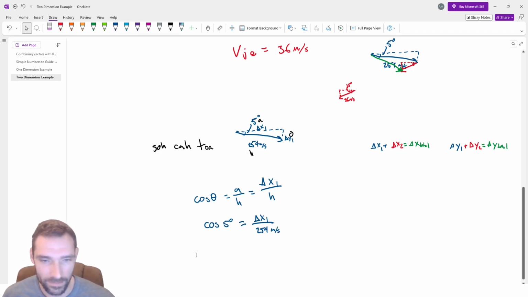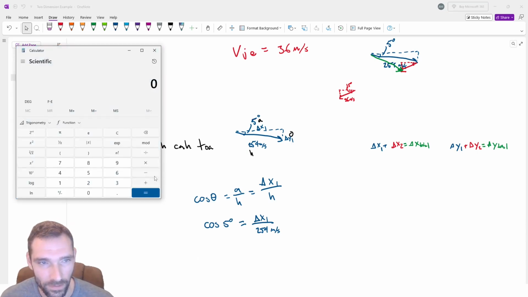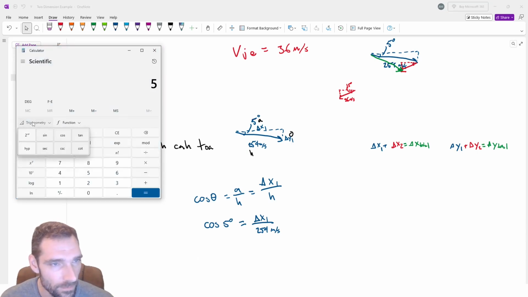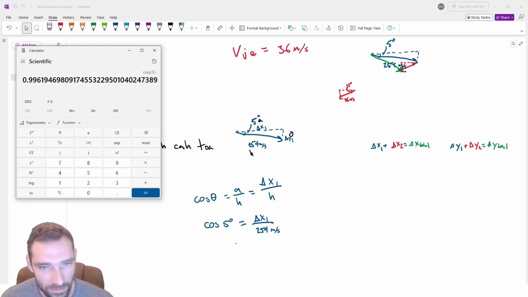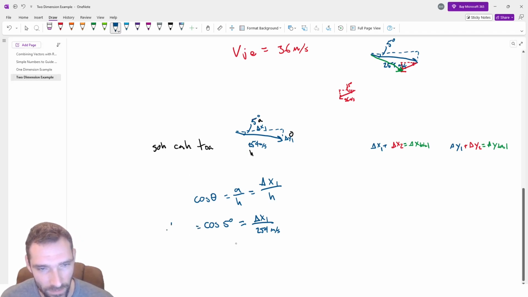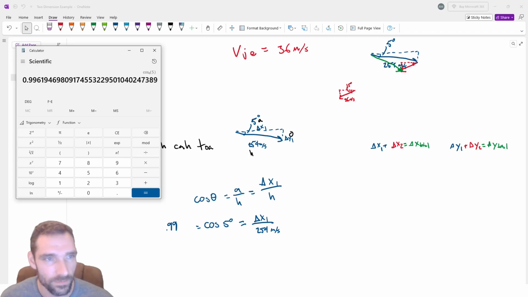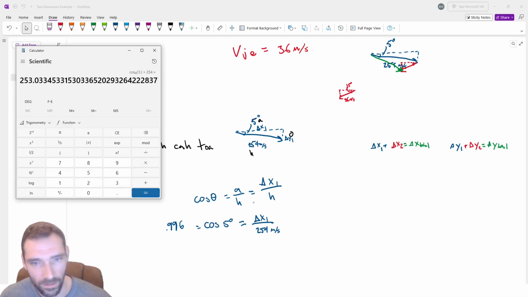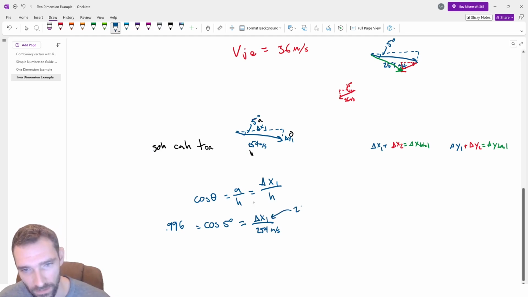And in that case, I usually keep it formatted like this so that I can get the cosine of 5. It's basically 1, which sounds reasonable to me because it looks like this is nearly as long as the hypotenuse when we're looking at those values. So 0.996. And it looks like we need to multiply it by the 254. So the change in x1 is 253.03.